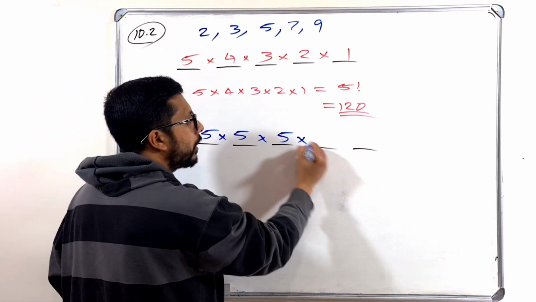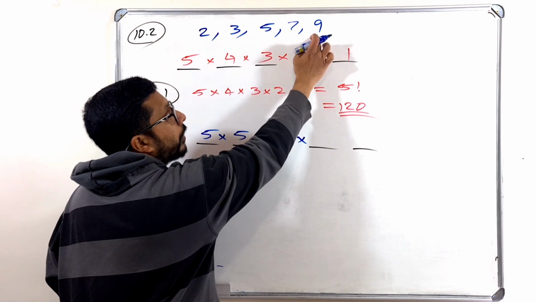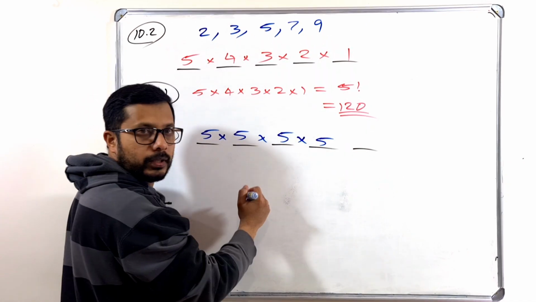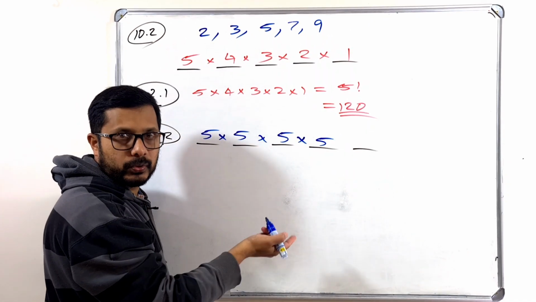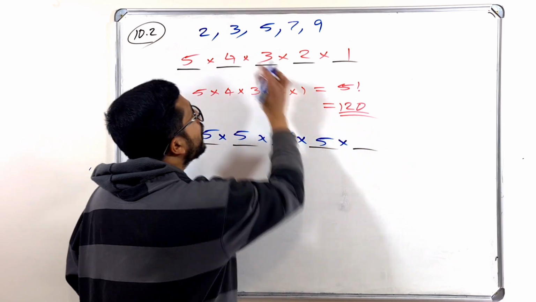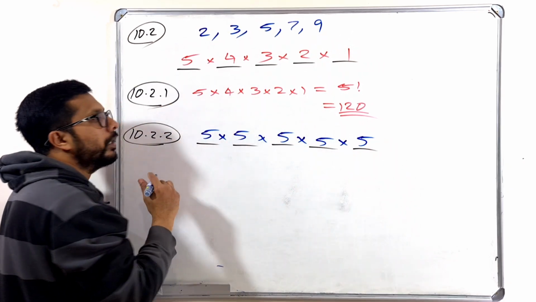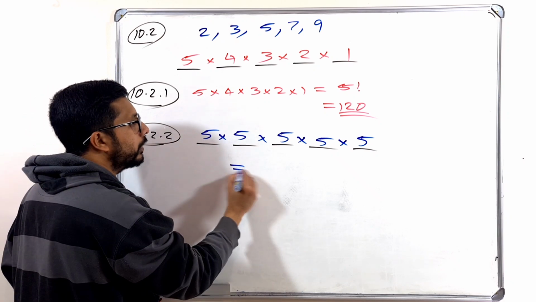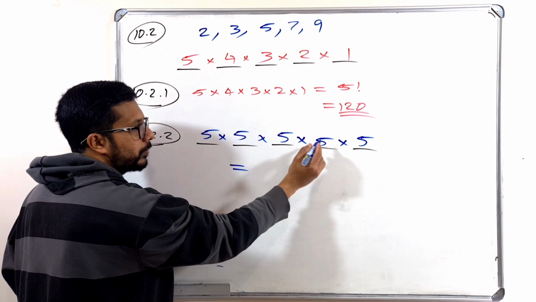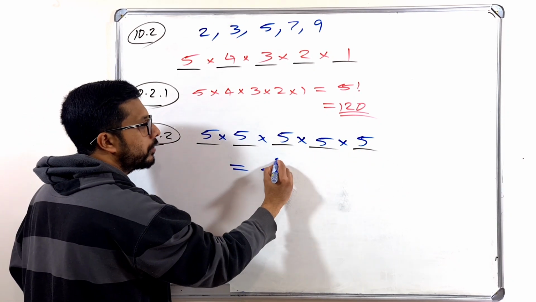Here how many options? Any of these 5 numbers, because repetition is allowed. Here how many options? Any of these 5 numbers. So it means that if repetition is allowed, the answer is 5 times 5 times 5 times 5 times 5, that is 5 raised to 5.